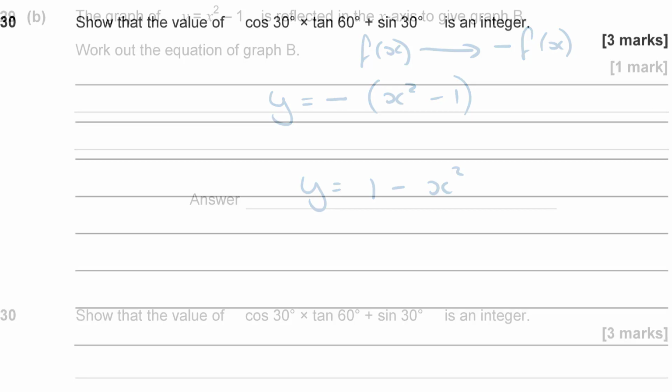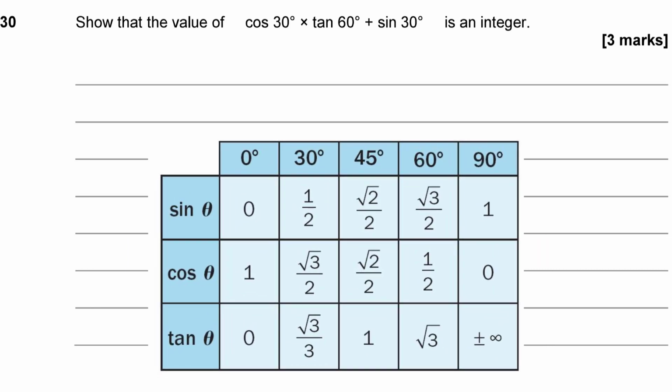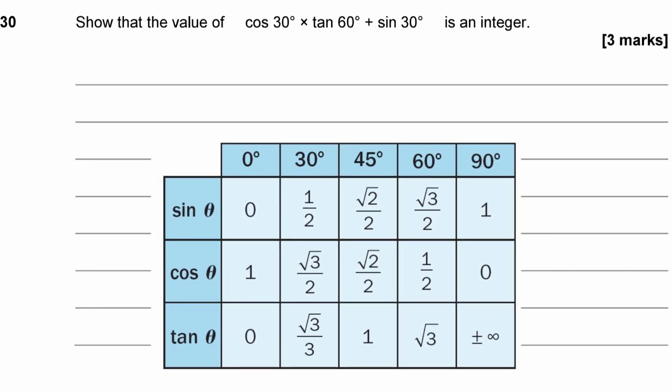Okay. Question 30. Show that the exact value of cos 30 times tan 60 plus sin 30 is an integer. Now again, these involve the exact trig values that you need to remember. I did mention earlier you need to remember the sines, cosines and tangents of the angles 0, 30, 45, 60 and 90. So I'll just pull up a little table here for you to have a look at.